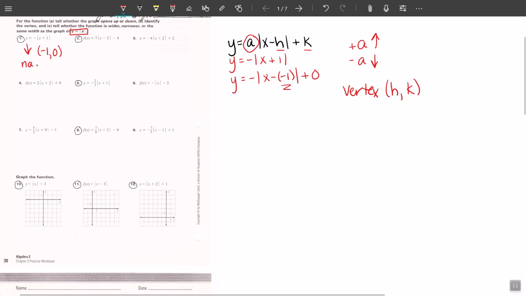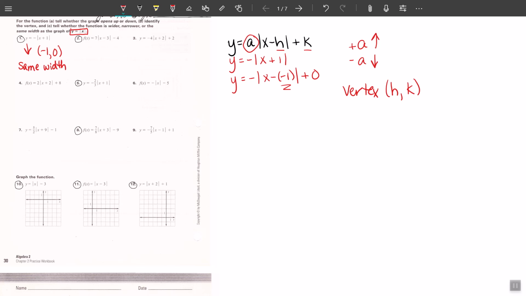So because this one has an a value of negative 1, it's going to open downward, but it still has that value of 1, just like the parent function. It's just the opposite of 1. So this function is actually going to be the same width as the parent function.